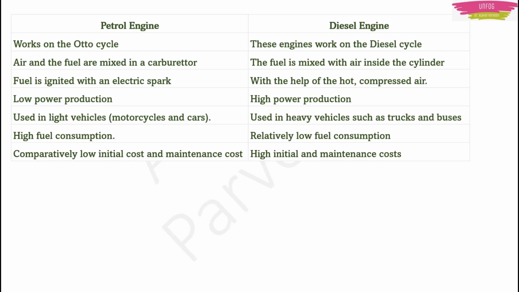And in a petrol engine, fuel is ignited with an electric spark. How do you start your bike? You can just start with the self-start, no? That is an electric spark. But in a diesel engine, you need hot compressed air, then only you can start it. In a petrol engine, the power production will be very low. Petrol engine means you remember your bike. Diesel engine means you remember any truck or a bus. This is how it is. Petrol engine means light vehicles, motorcycles, cars. Heavy vehicles like trucks and buses use the diesel engine.